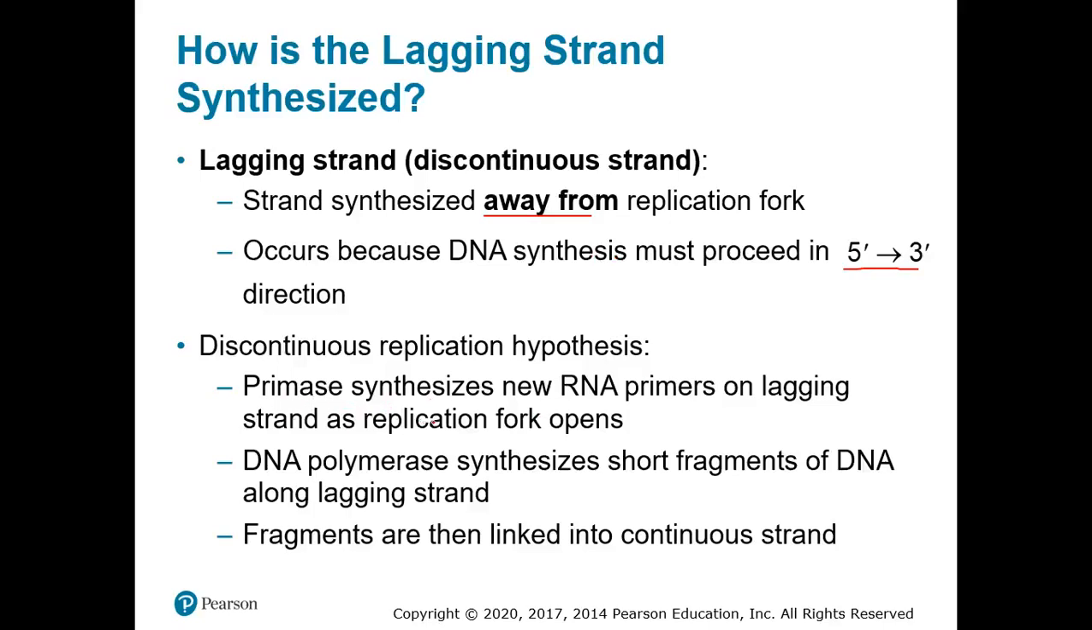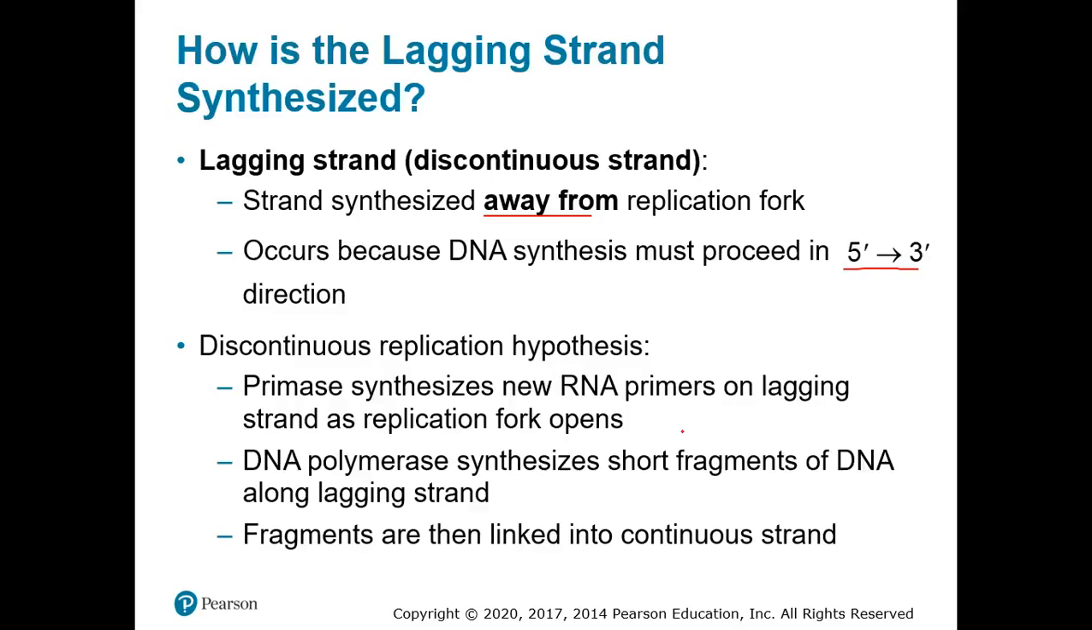So primase is going to bind right at that replication fork. Polymerase is going to bind right behind it, and it's going to start making a new strand, but that's going to happen away from that replication fork. So as that replication fork keeps going, we're going to end up with a gap.